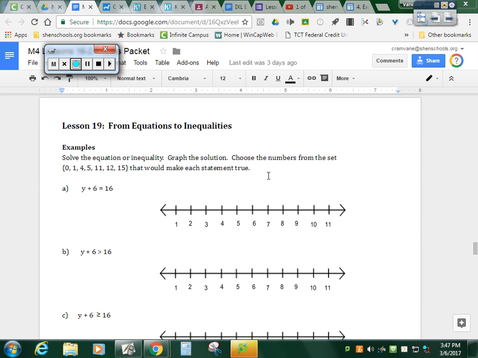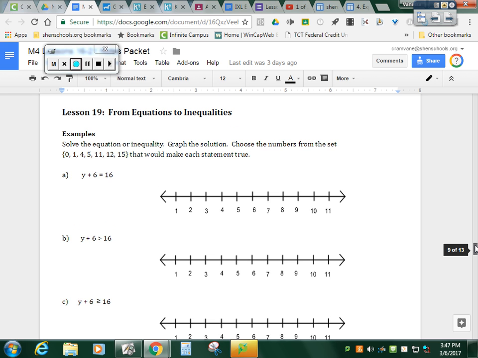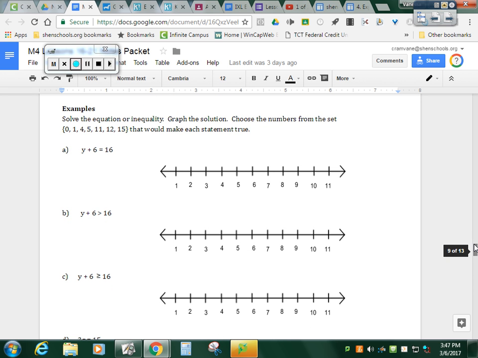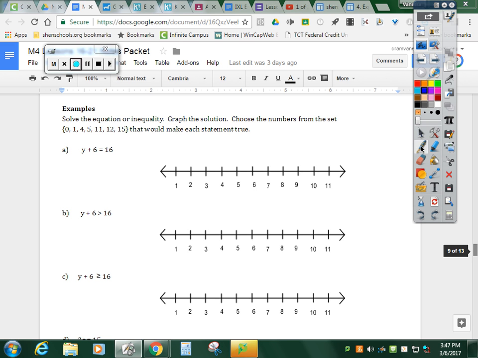Today in Module 4, we did Lesson 19, From Equations to Inequalities. I absolutely love this lesson. This could probably be one of my favorite lessons from the year, okay? We're going to solve the equations or inequalities, graph the solution, and choose numbers from the set that would make each statement true, okay? Great lesson for the students to see the difference between equations and inequalities.